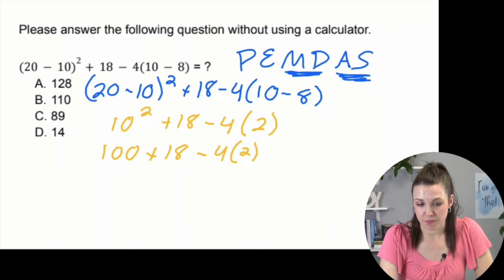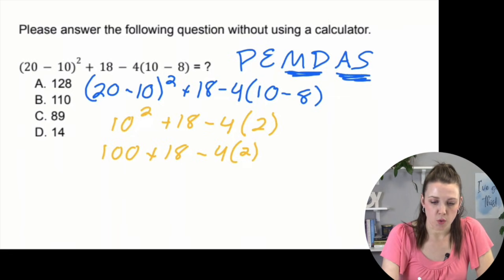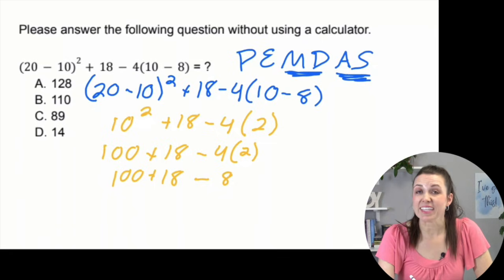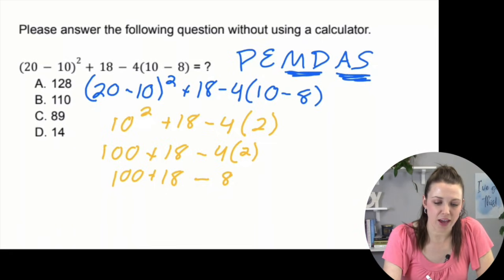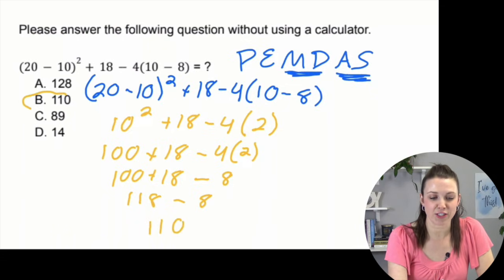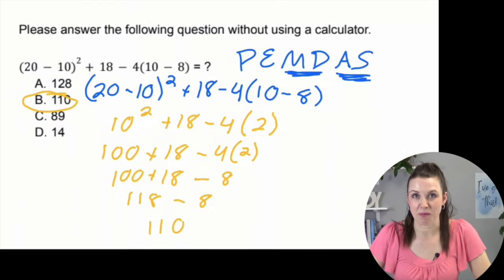Multiplication and division. So I have 4 times 2, which is 8. Addition and subtraction go from left to right and just go on through. So I have 100 plus 18 is 118 minus 8. 118 minus 8 is 110. And look, here's our answer, B, 110.